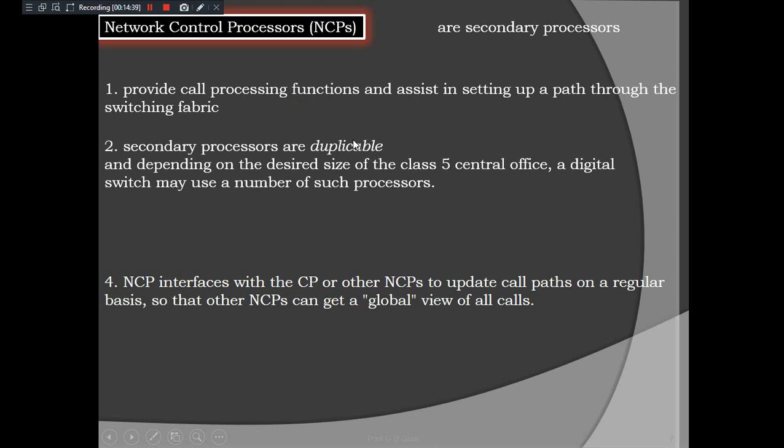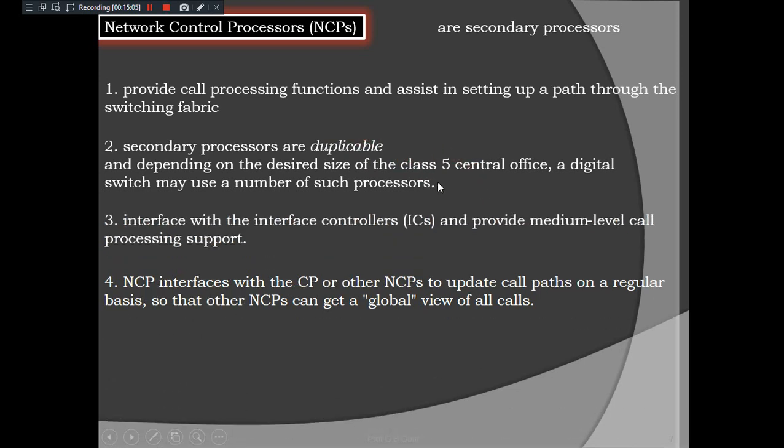The second one: it is duplicable, and depending on the desired size of the class 5 CO, the digital switch may use a number of such processors. So the CO size is decided by how many NCPs you need, because each NCP costs. Duplicable means how many such NCP modules you want here for the reliable operation of the class 5 central office. The third one: interface with the ICs and provide medium level call processing support.